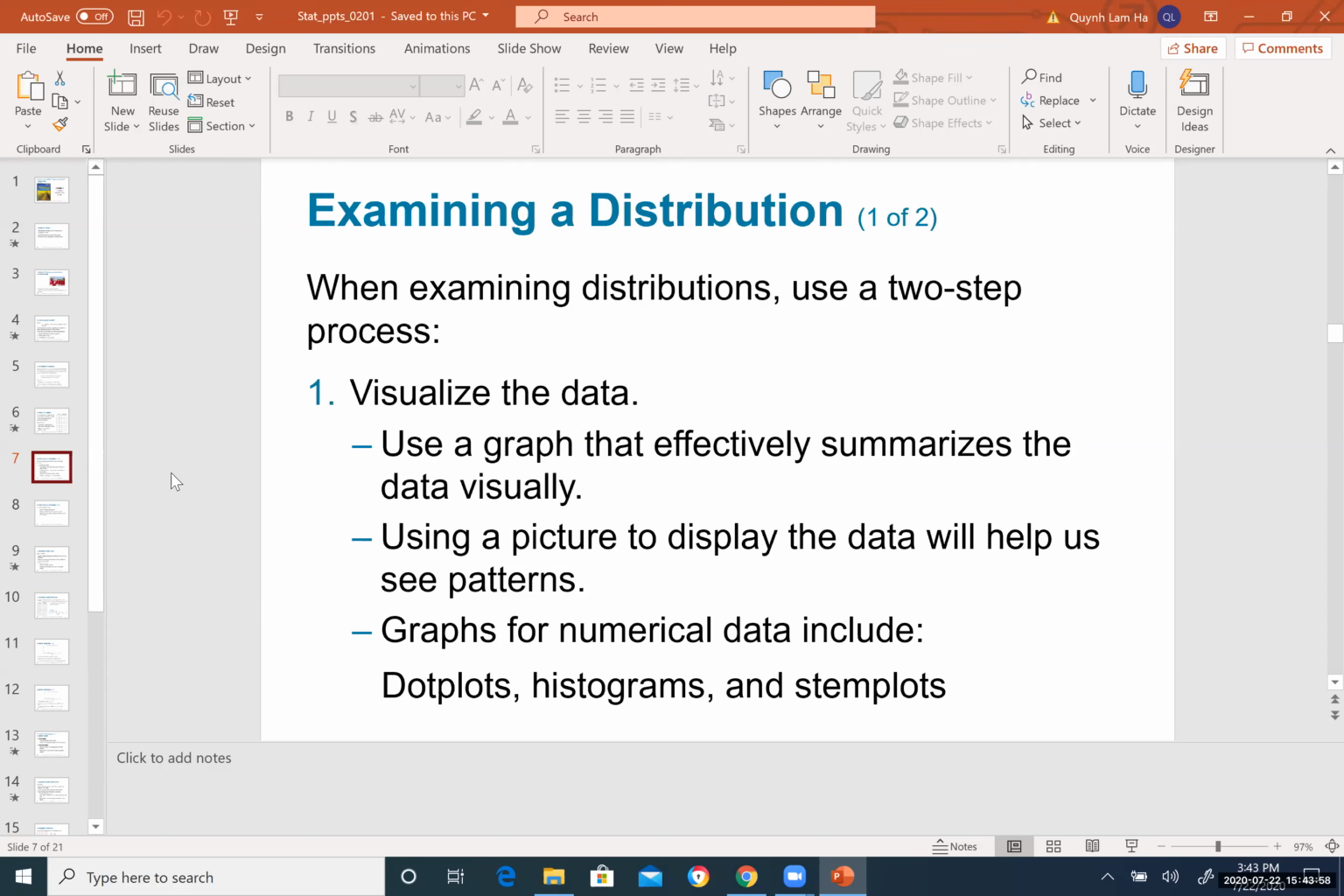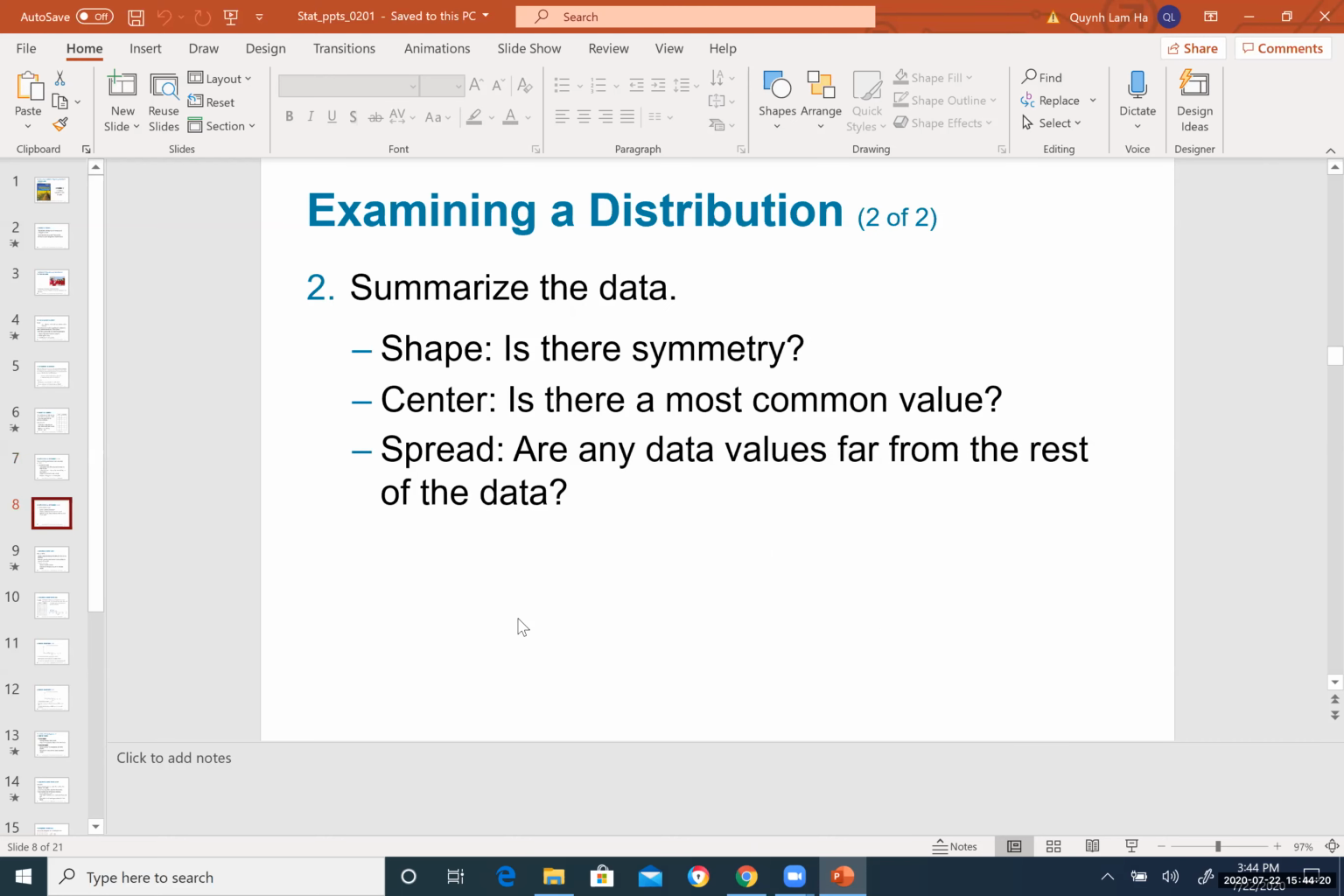Using a picture to display the data will help us see patterns. Sometimes people make the graph colorful to see the data more easily. Graphs for numerical data include dot plots, histogram, and stem plot below here. Those are the three types of graph to make data visual. Second, summarize the data. The first step for all kinds of numerical data is that you should graph, by using the three types of graph that I just mentioned earlier.